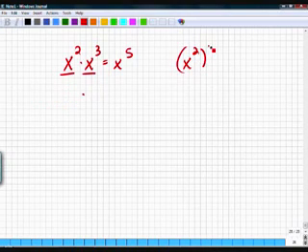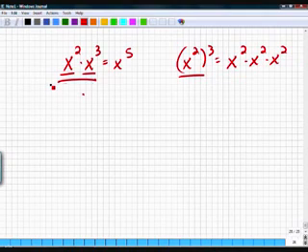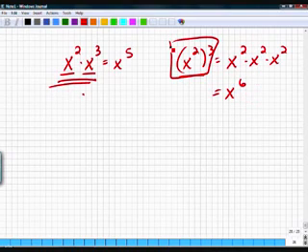X squared raised to the third power, a power raised to a power. There's the two that people get messed up. If you remember it like this, you can actually use this rule to evaluate this. Because x squared to the third power is the same thing as x squared times x squared times x squared. Now using your first rule, what is x squared times x squared times x squared? X to the 6. So what's the shortcut? Power to power, multiply your powers.